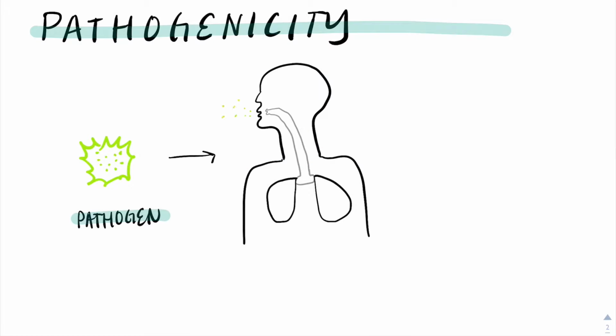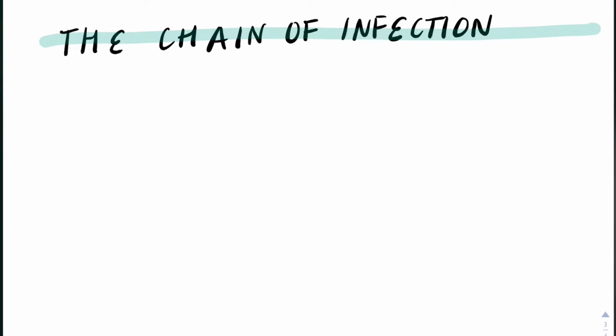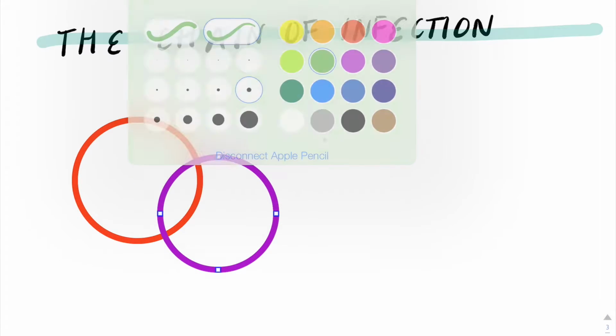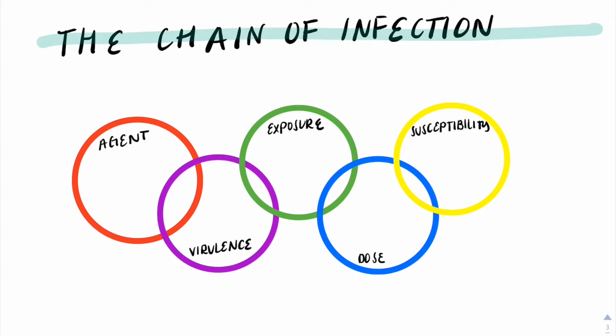For a host to be infected, there is a chain of reactions that needs to occur. In this chain, there needs to be an agent that has a certain virulence factor to be able to survive in a host. The agent needs to be exposed to the host in a certain dose, but it also depends on whether the host is susceptible to the agent or not to determine if the infection occurs.